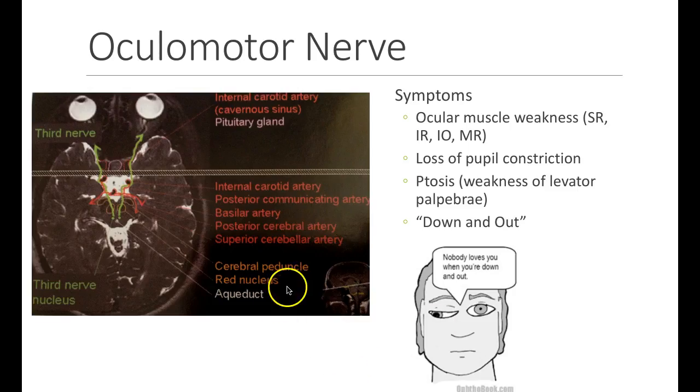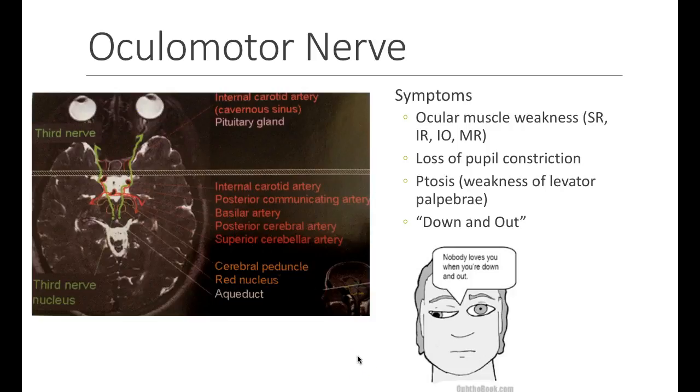The oculomotor nerve has a nucleus that exists, again, dorsally close to the aqueduct of the third ventricle. The fascicle exits ventrally and travels through the brainstem right next to the red nucleus and the cerebral peduncle, exits in the interpeduncular cistern, and travels through the subarachnoid space to the cavernous sinus and then into the orbit.